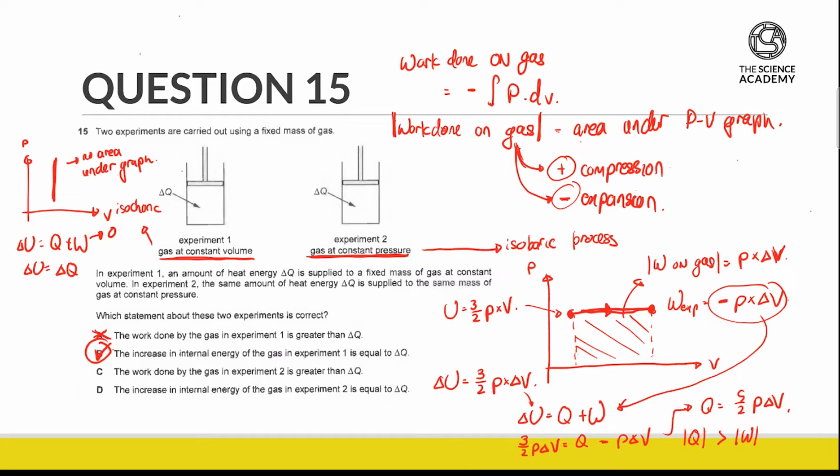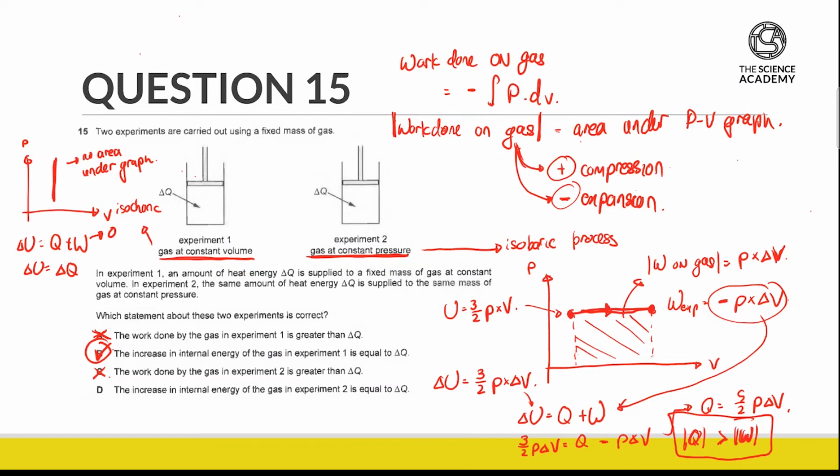C says the work done by the gas in experiment 2 is greater than delta Q. As mentioned, I've already shown you that the magnitude of the heat supplied to the gas must be greater than the magnitude of the work done on the gas. So this is definitely false.